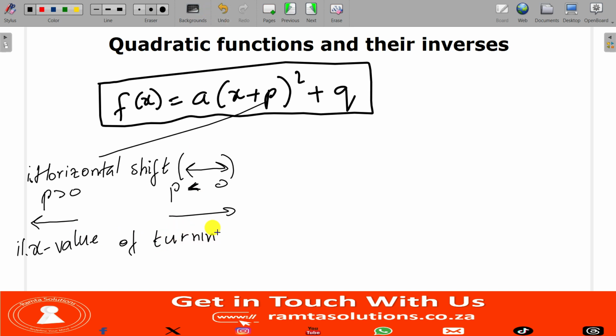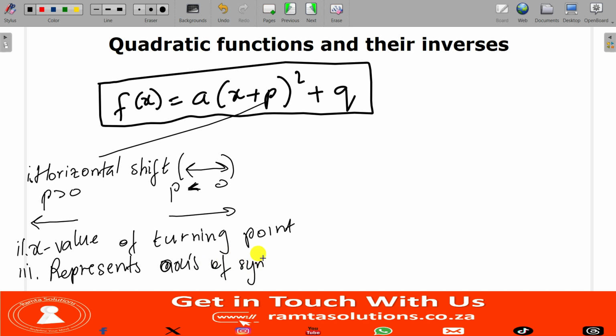I should also mention it represents the axis of symmetry. Remember, what did we say about the axis of symmetry? It is a line that cuts the graph into two equal halves.